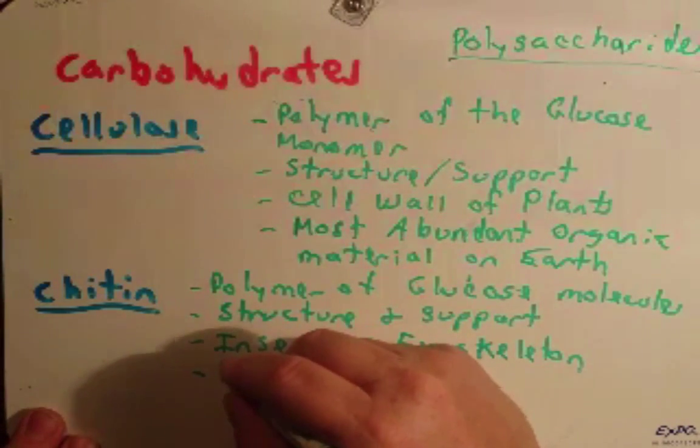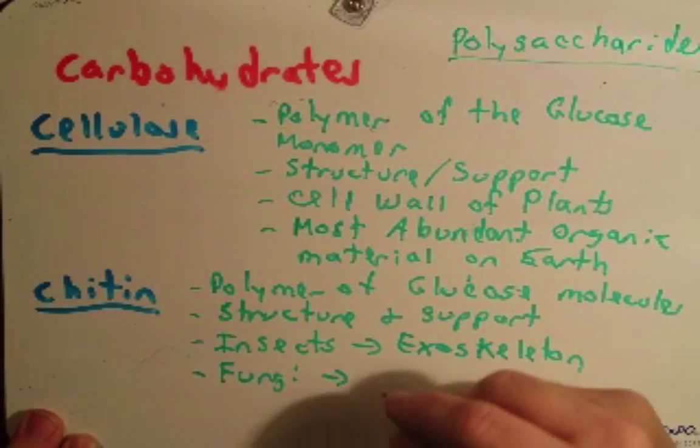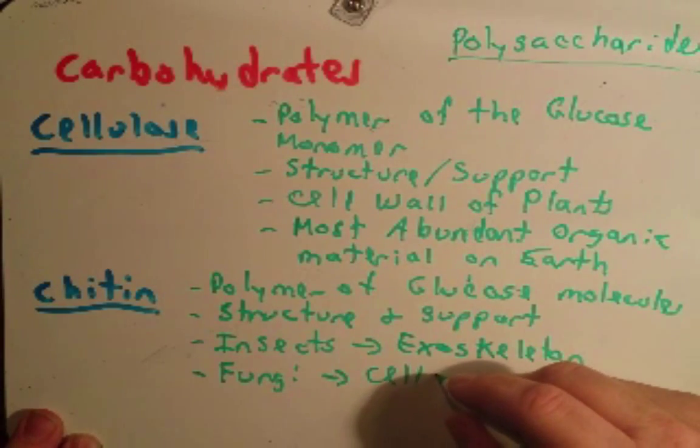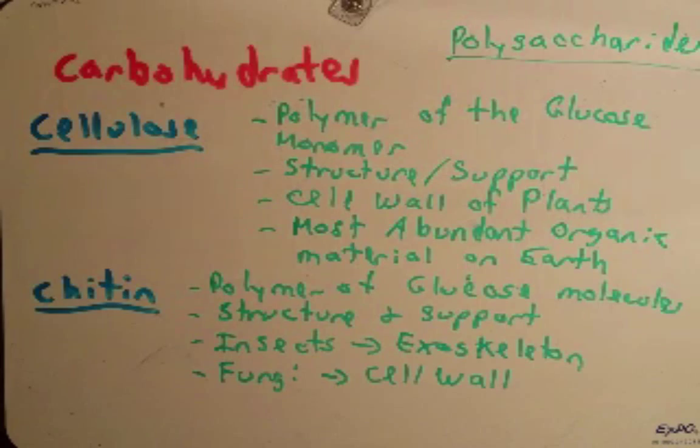We can also find it in fungi. In fungi, it makes up the cell wall. Fungi also have cell walls like plants, except fungi's cell wall is made up of chitin and not cellulose.